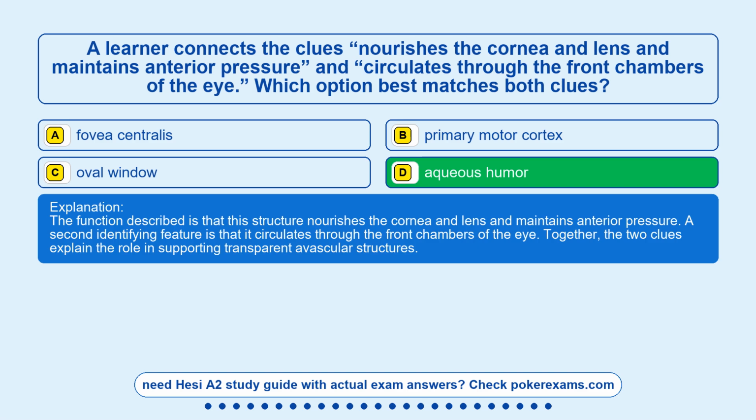The function described is that this structure nourishes the cornea and lens and maintains anterior pressure. A second identifying feature is that it circulates through the front chambers of the eye. Together, the two clues explain the role in supporting transparent avascular structures.